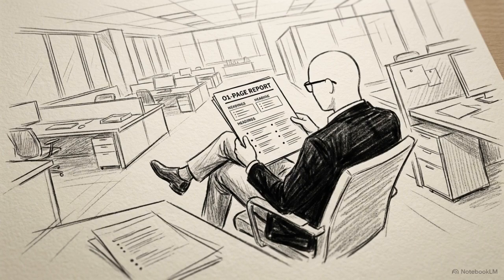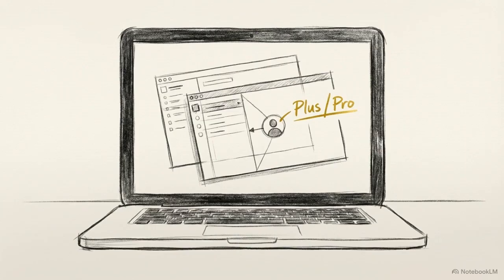Moving the heavy lifting of data extraction to the AI allows the reviewer to focus on high-level oversight rather than the initial line-by-line reading. Let's set this up.